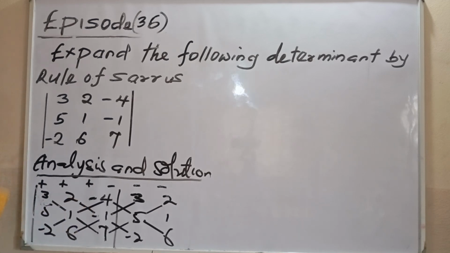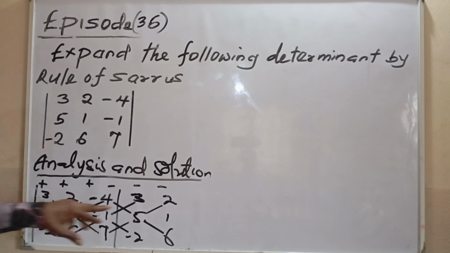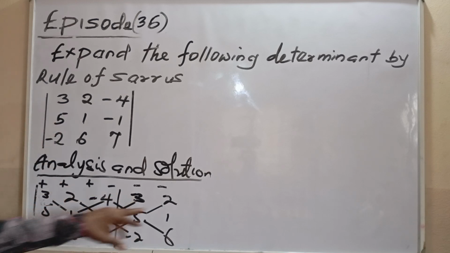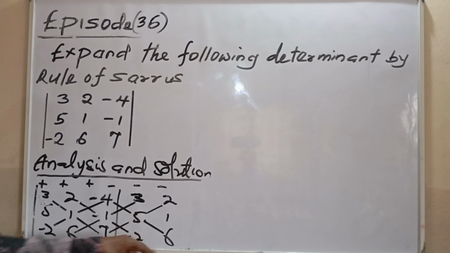What we have just done is this: I wrote the question, then repeated the first two columns, which are 3, 5, minus 2 and 2, 1, 6. This is how you start.